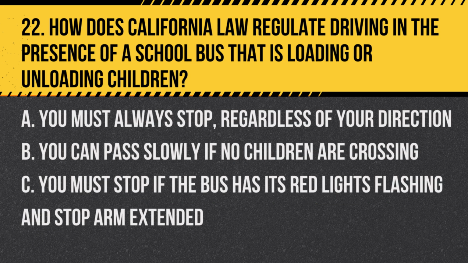Question 22. How does California law regulate driving in the presence of a school bus that is loading or unloading children? A. You must always stop, regardless of your direction. B. You can pass slowly if no children are crossing. C. You must stop if the bus has its red lights flashing and stop arm extended. Answer: C. You must stop if the bus has its red lights flashing and stop arm extended. California law requires drivers to stop when a school bus has its stop sign out and red lights flashing.